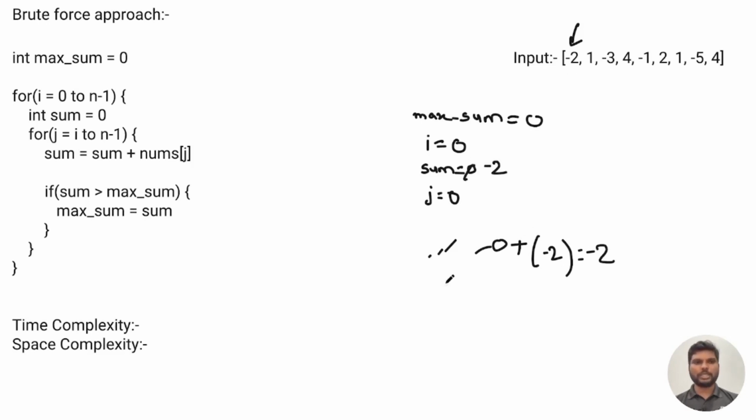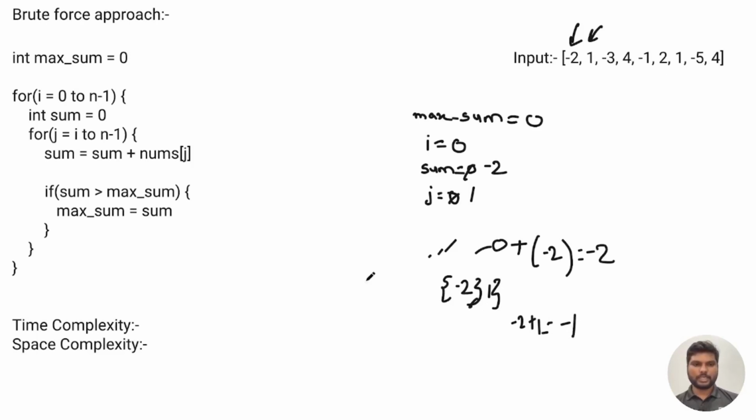So in this iteration, we have generated a subarray with the element -2. We check, is sum greater than max sum? Max sum is 0, sum is -2. That's not the case, so we skip the assignment step. Then we increment j, so now j becomes 1. That means we have included this element into our subarray. So we calculate -2 plus 1, which gives us -1.